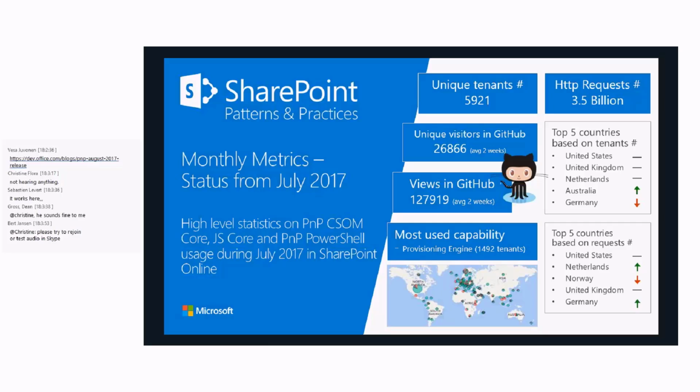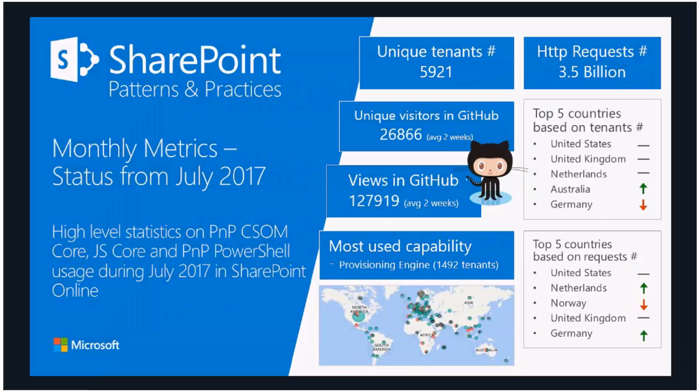There were 128,000 views in GitHub, which is quite a lot. Top countries based on tenants: Australia actually passed Germany just by a fraction. And then there were some changes in the top countries based on requests as well. So we're tracking quite closely how the PnP components are used. The PnP JavaScript core usage is growing by far the fastest.